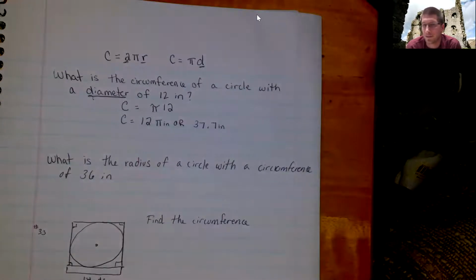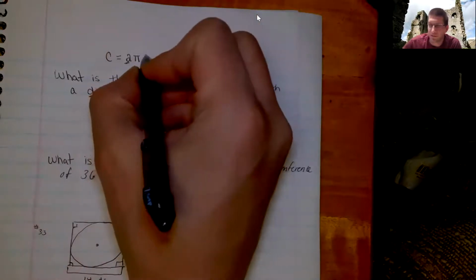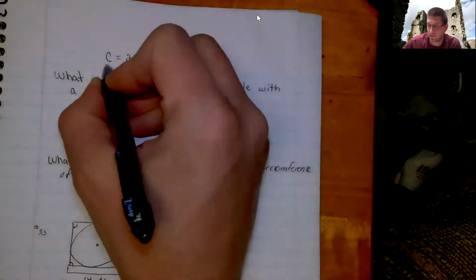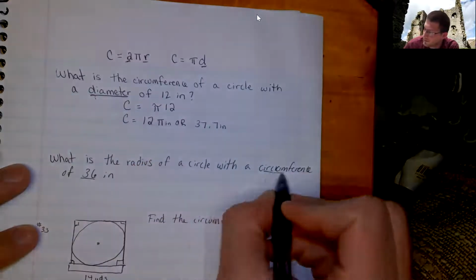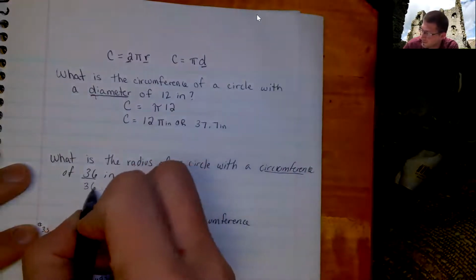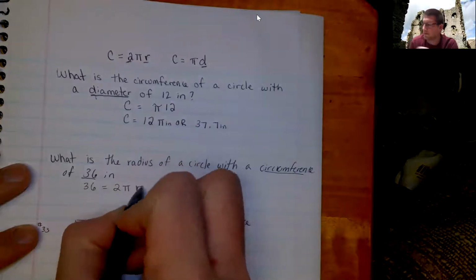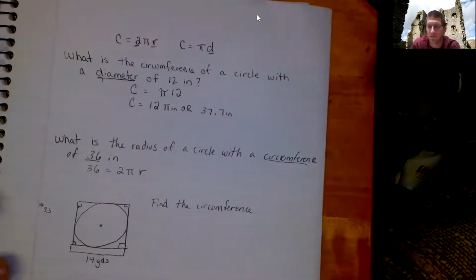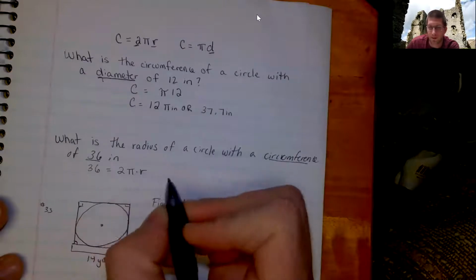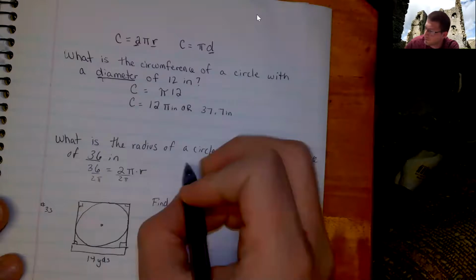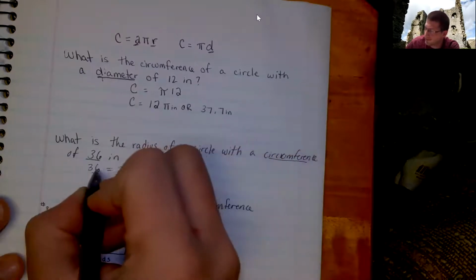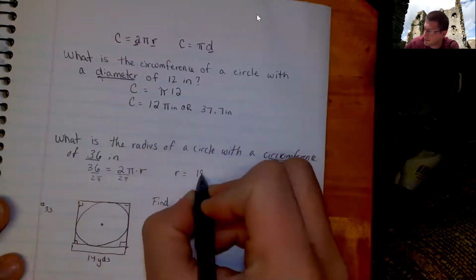All right, the second one, it says, what is the radius of a circle with a circumference of 36? So this one, they're asking us to find the radius if they give us the circumference. So I'm going to use this formula here. Circumference is 36, so 36 equals 2 pi r. Well, how do I get rid of that 2 pi if it's being multiplied by r? I'll divide it over. So r is going to equal, well, 36 divided by 2 is 18.